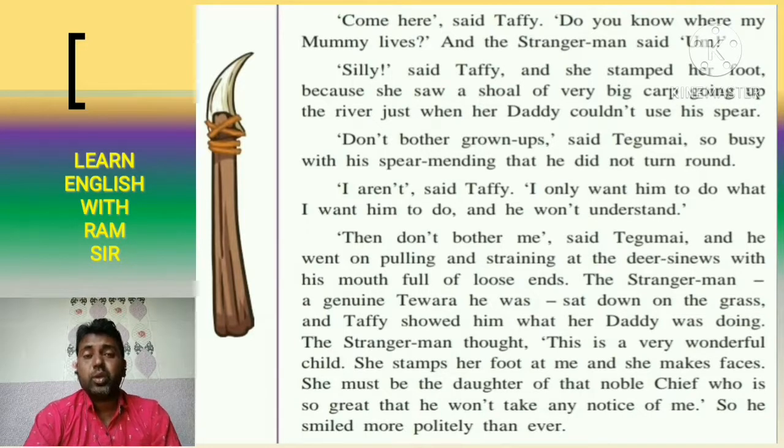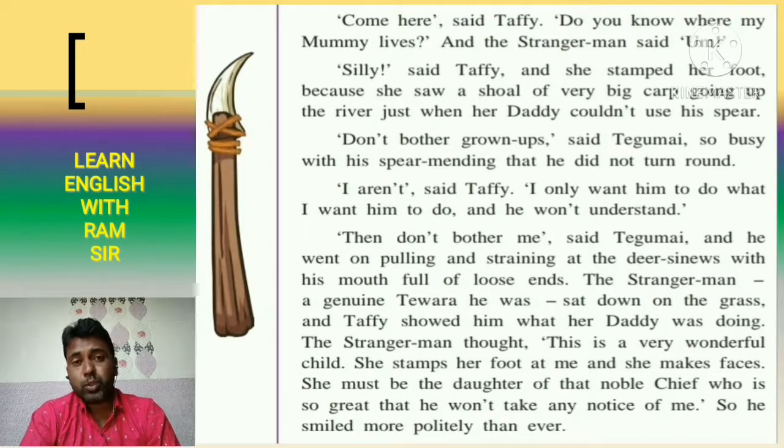And he went on pulling and straining at the deer sinews with his mouth full of loose ends. So of course now with the help of deer के जो sinews होते हैं, बाल होते हैं, तो उससे बनाई हुई रस्सी से वो क्या कर रहा है? अच्छी तरह से उसकी जो पकड़ है, उसे अच्छा करने की वो कोशिश कर रहा है. And of course remember he would like to mend his spear as early as possible. यानी जल्द से जल्द वो क्या करना चाहता है? अपना जो भाला है उसे मेंड करने की वो कोशिश कर रहा है.